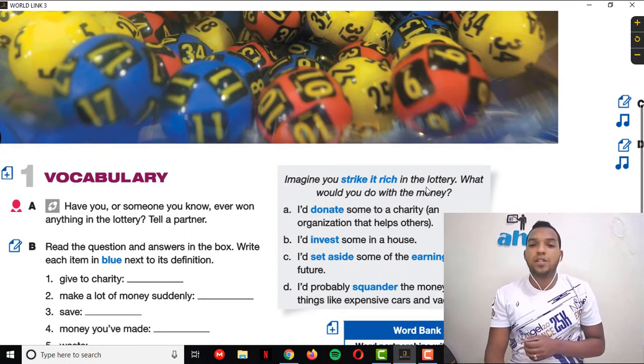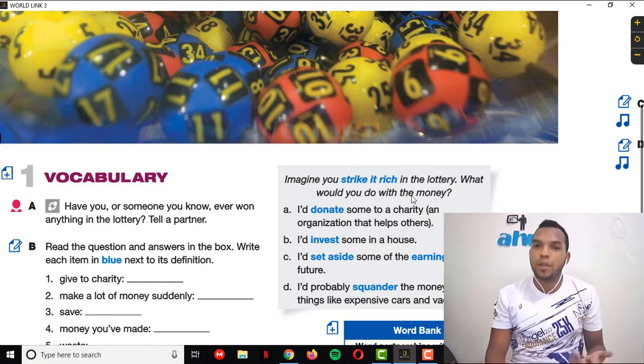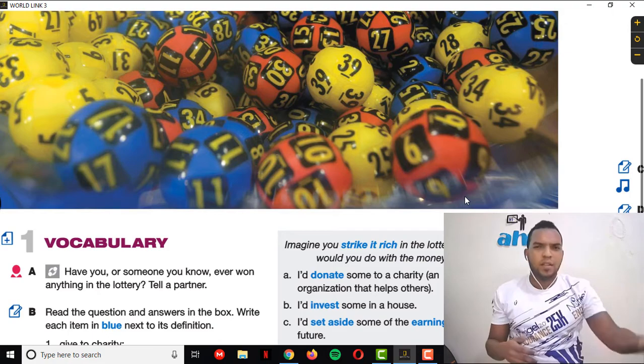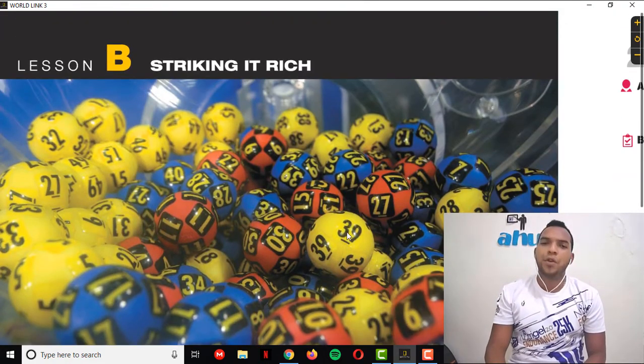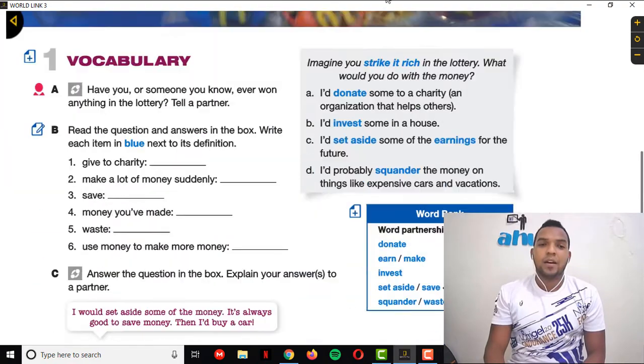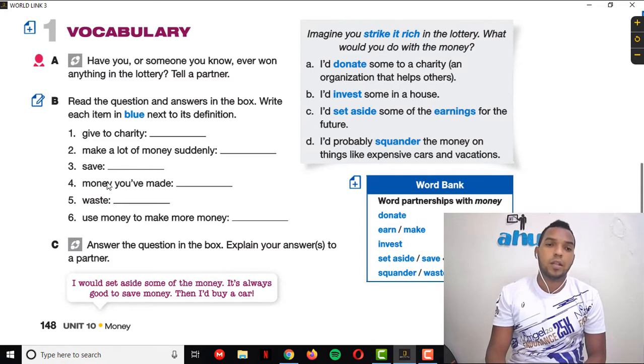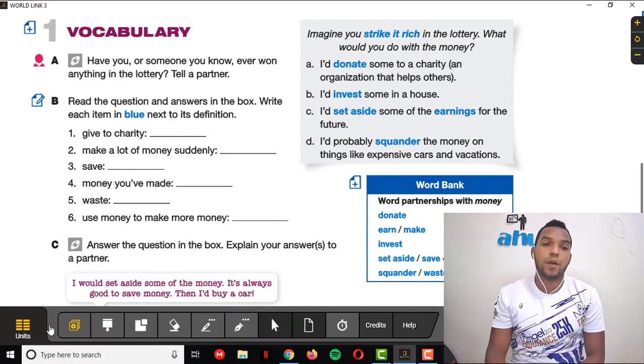Imagine you strike it rich in the lottery. So what will you do with the money? That is the question that you will be answering, giving some different ideas of what you will do with the money. All right, so here there is an exercise that you can take as an example for your exposition, like give to charity, make a lot of money suddenly, save the money, waste it, or use it in anything you wanted to. Okay, so I want to show you the vocabulary of this part.